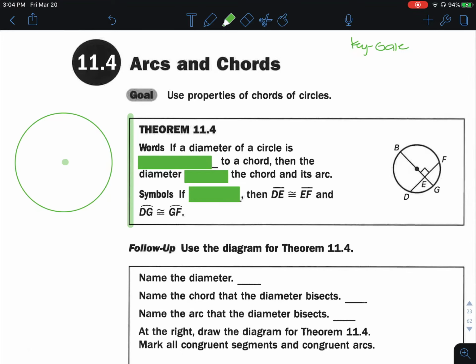All right, let's talk about 11.4 arcs and chords. Let's review what arcs are though. So in arc we have two different kinds. We have a major and a minor. So a major versus a minor.